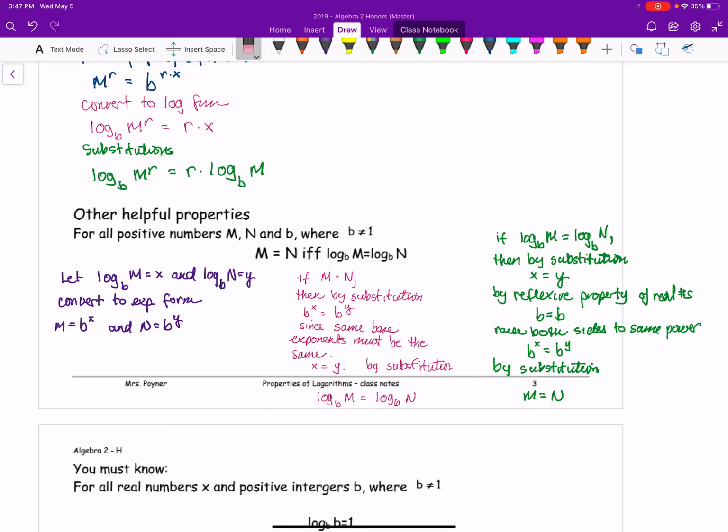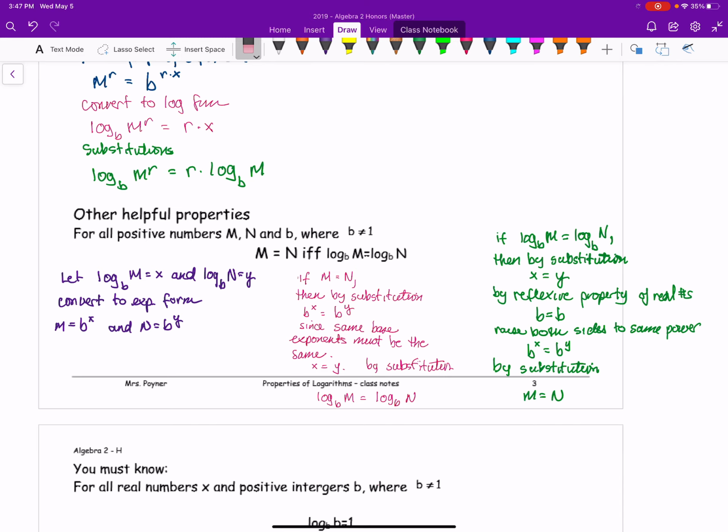Then by substitution, I can substitute in b to the x power, which over here in purple is given to be equal to m, and on the other side, b to the y power, which is given to be equal to n. So therefore, we end up with m is equal to n.